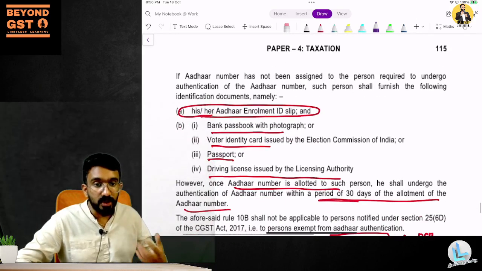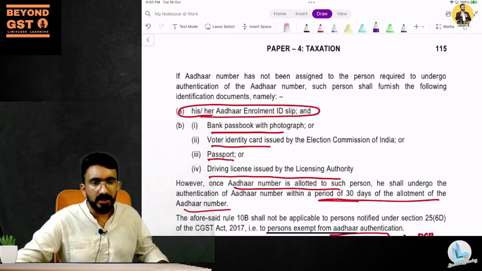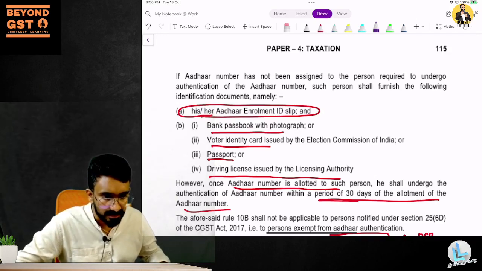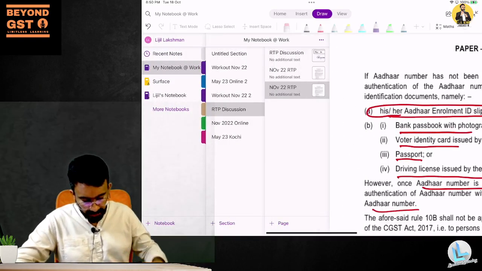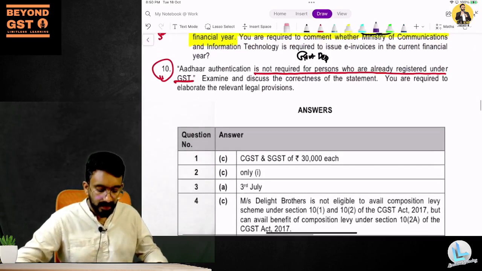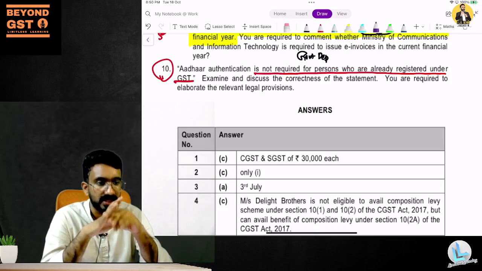If they don't have an Aadhar, they can apply with an Aadhar enrollment slip and some other ID proof. When you get an Aadhar, within 30 days you do the Aadhar authentication. This is the provision that we have in terms of Aadhar authentication. So that's it for this November 22 RTP questions. That's all we have for GST.